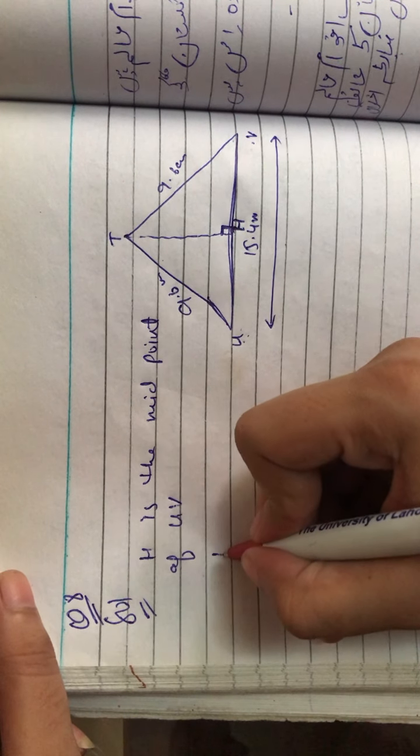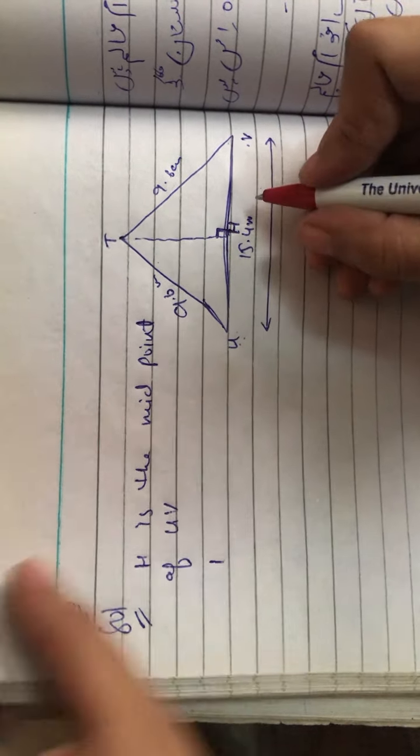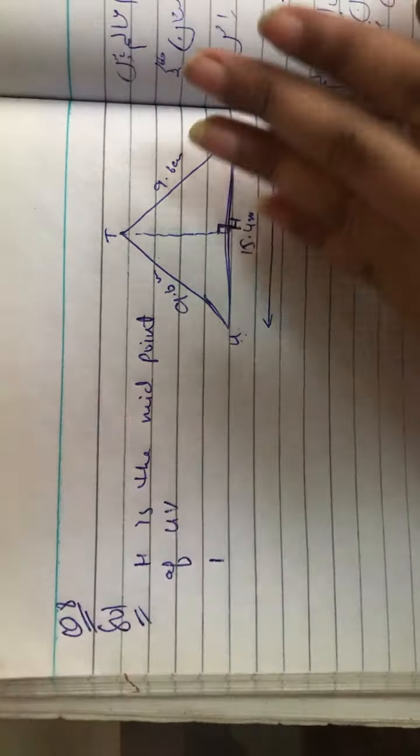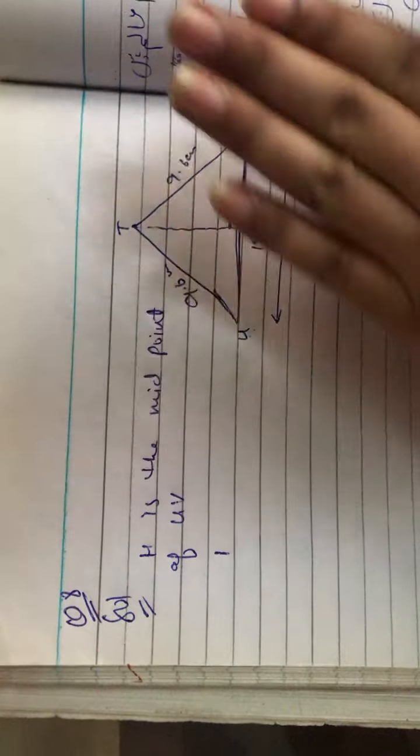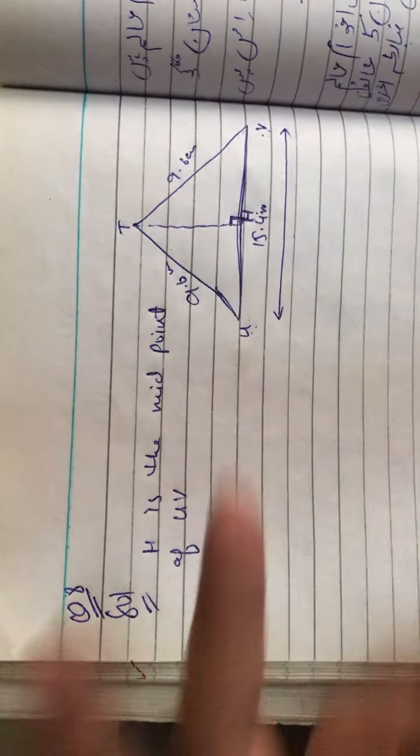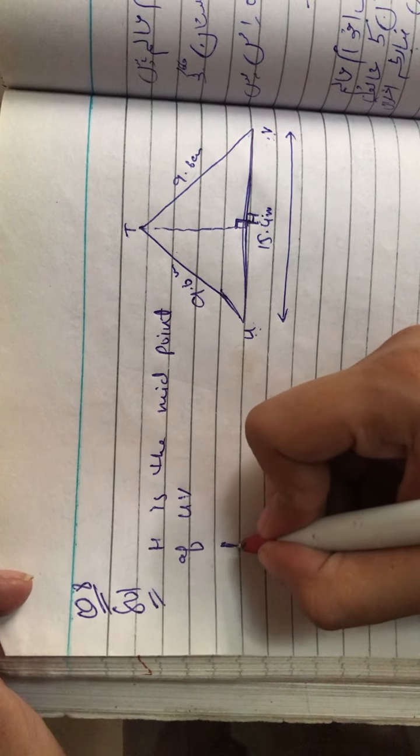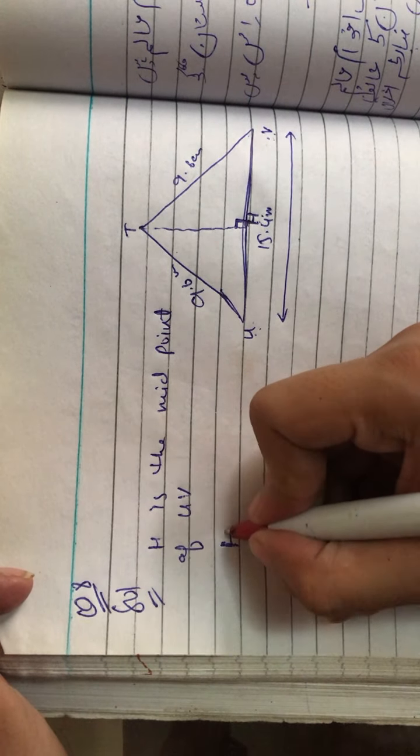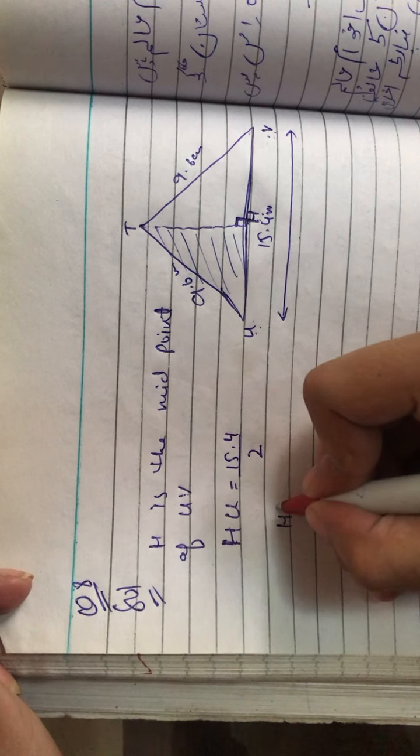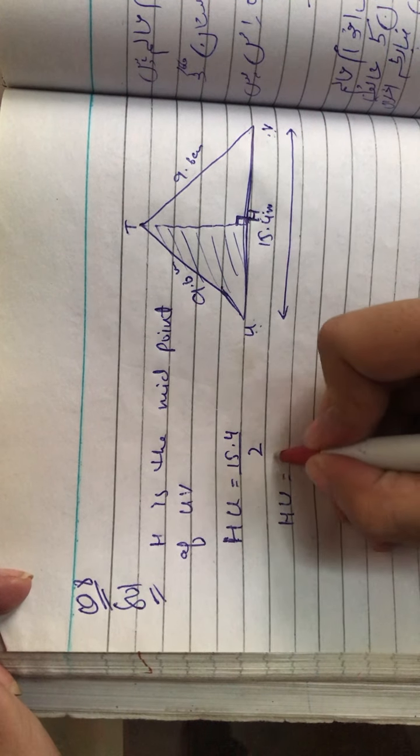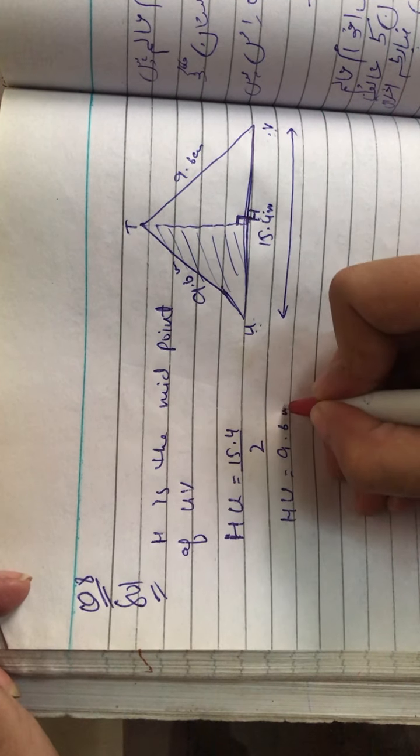Okay, for example, we find the length of HV. Yeah, we find the length of HU. You can write HV or you can write HU. It's your choice. I write HU. I take this one triangle. HU equal to 15.4 divided by 2. Then you divide this, you get 9.6 meter.